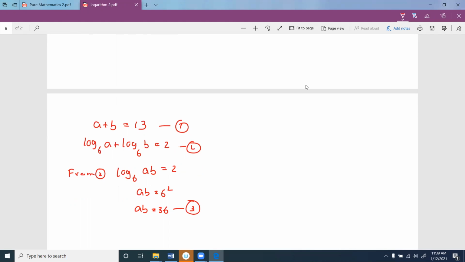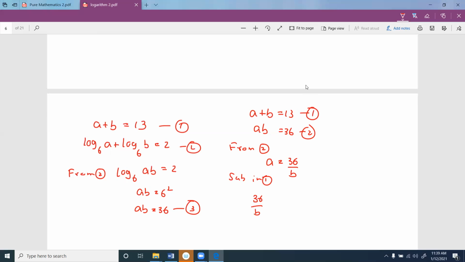Then I'll get the first equation: a plus b equals 13, and ab equals 36 is my second equation. Then you have to solve these two as simultaneous equations. You can use the method of substitution. From 2, you can write a equals 36 over b. Then I can substitute into 1: 36 over b plus b equals 13.